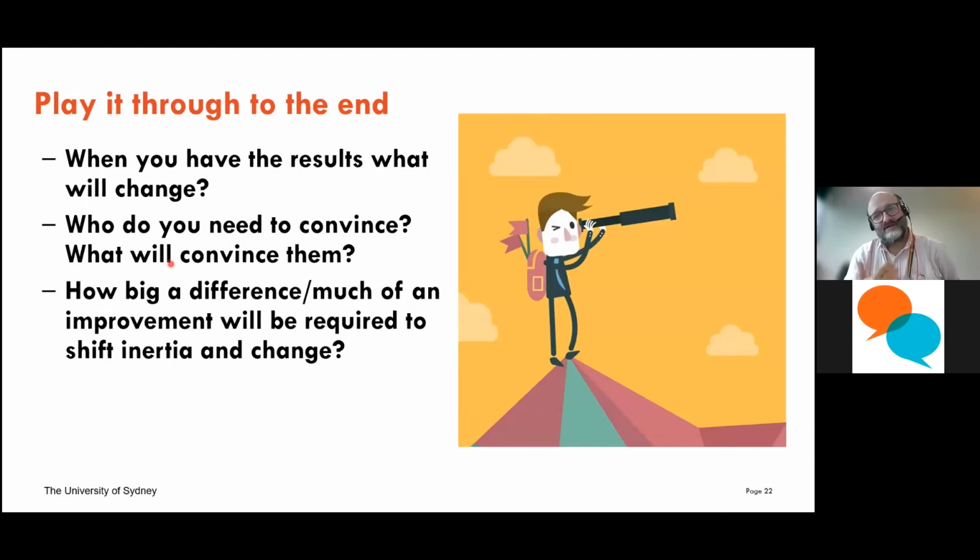So I often try to ask questions like this. Play it through to the end. You've got the result. What's going to happen? Who is it that you're trying to convince with this result? Who are the stakeholders here? And what is it, in fact, that will convince them? Have you actually talked to those people and said, okay, what would you need to know to make this decision as opposed to that decision?